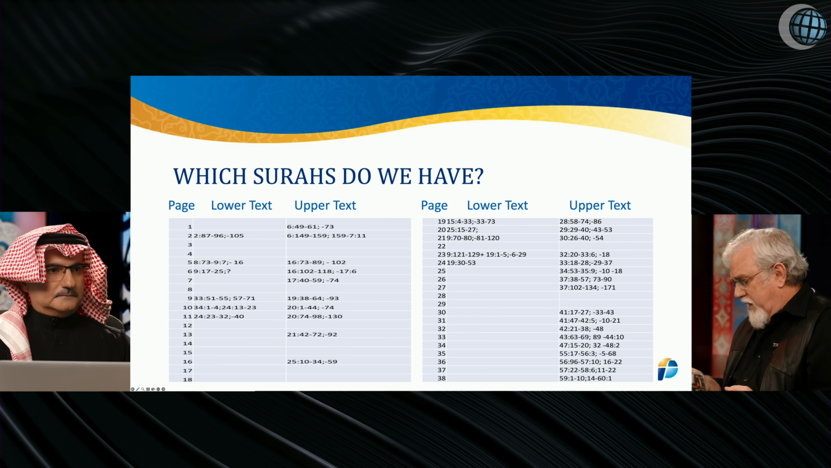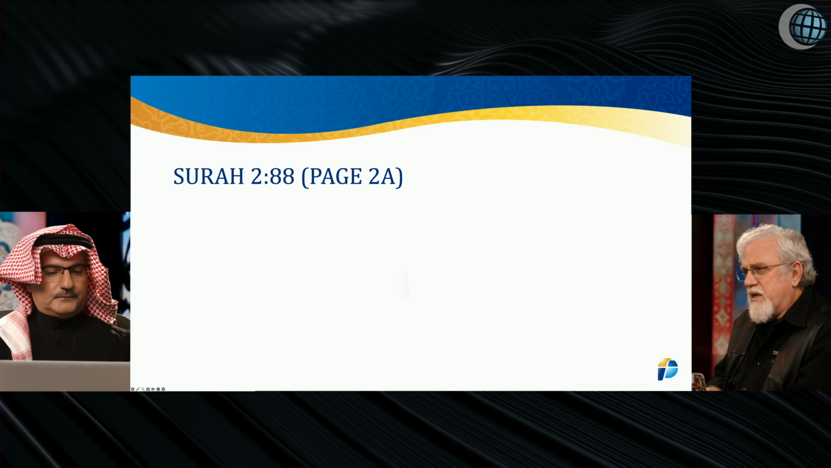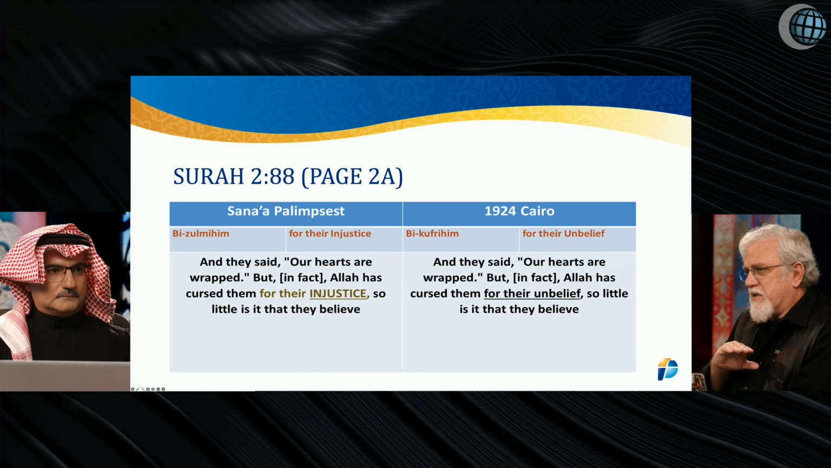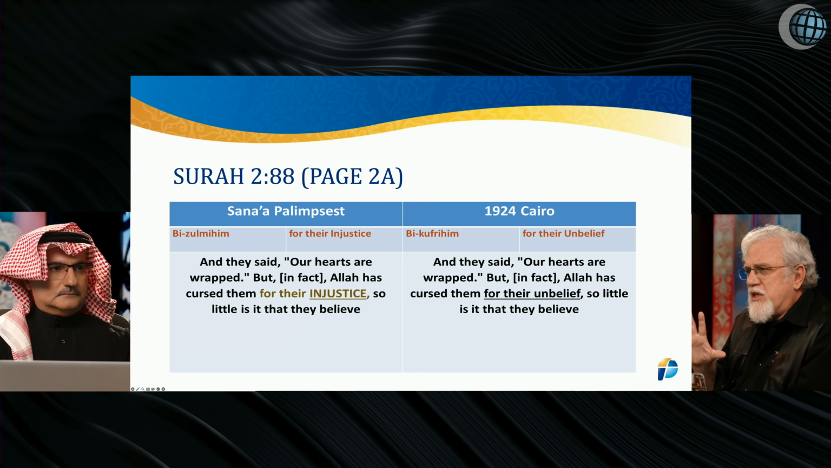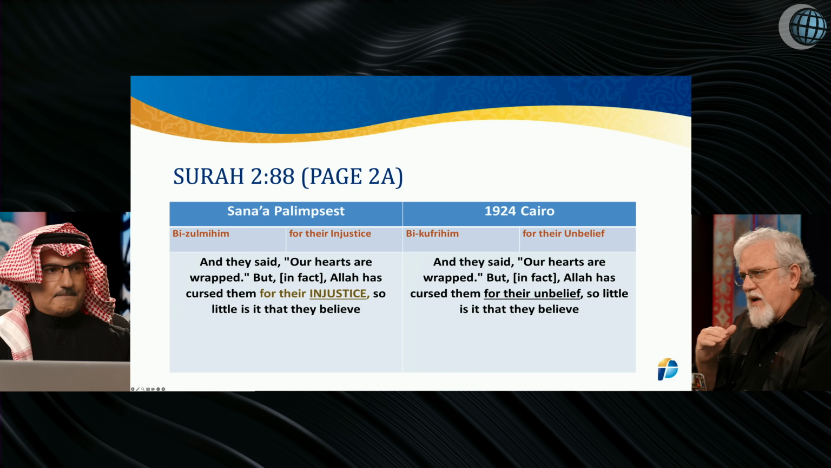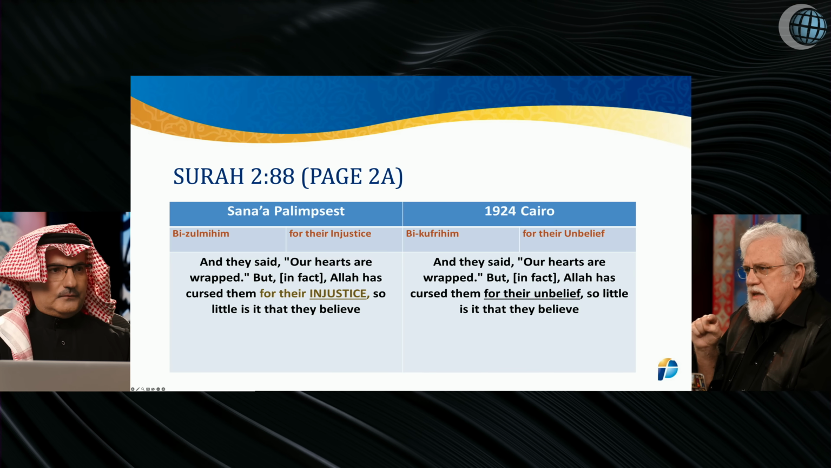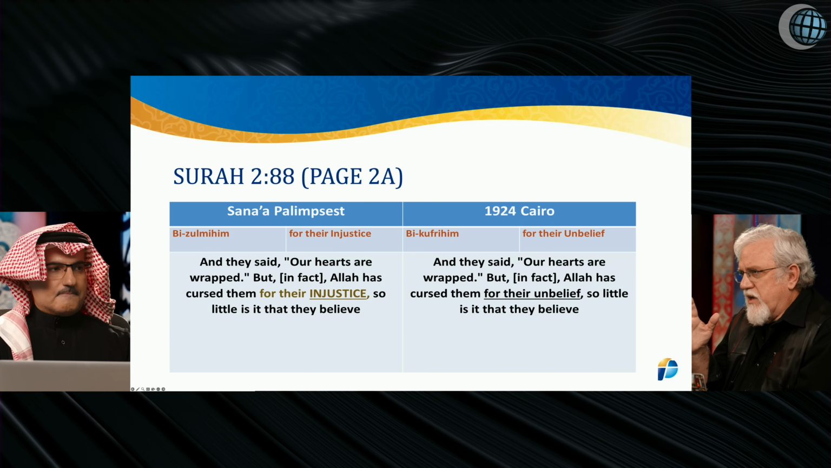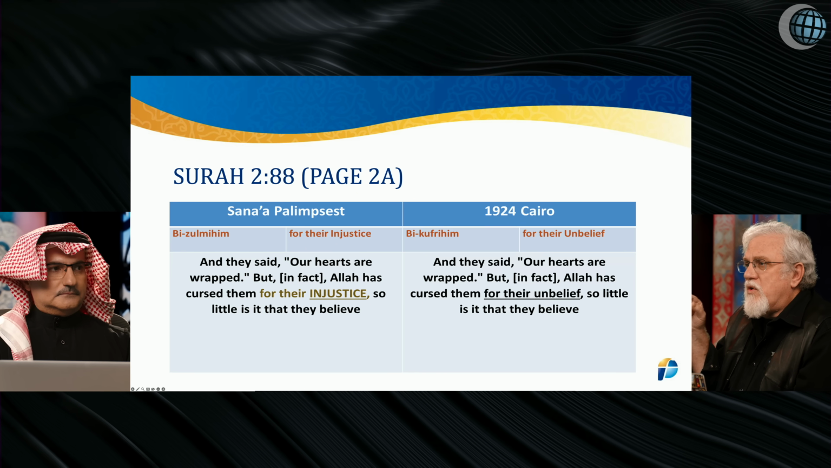Now, what I want you to do, Al-Fadi, I'm going to go to the next slide. Look at the next slide here, and see what we see. Here is chapter 2, verse 88. On the left side is the palimpsest, the lower text script. And the translation in English is, and they said, our hearts are wrapped. But in fact, Allah has cursed them for their injustice. So little is it they believe. And the bi zulmihim, which is for their injustice. If you look at the Cairo text, the 1924 Hafs text, it's bi kufrihim.